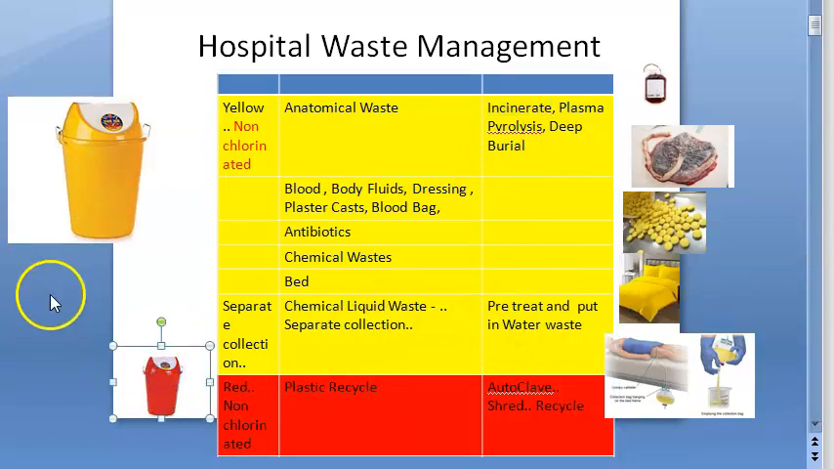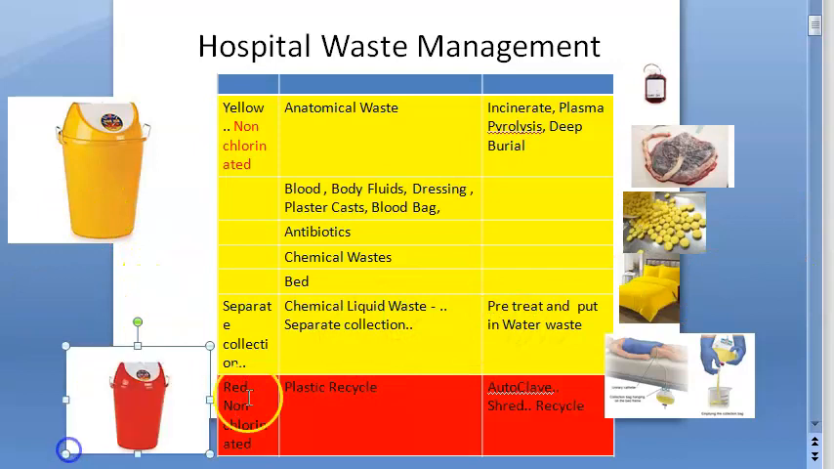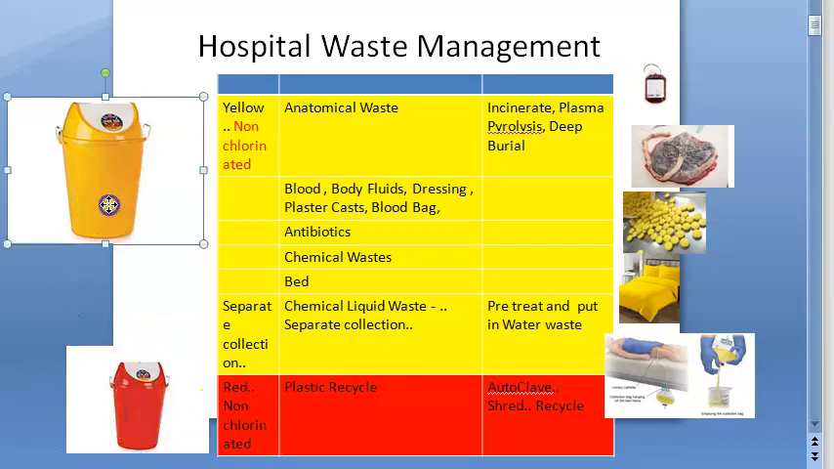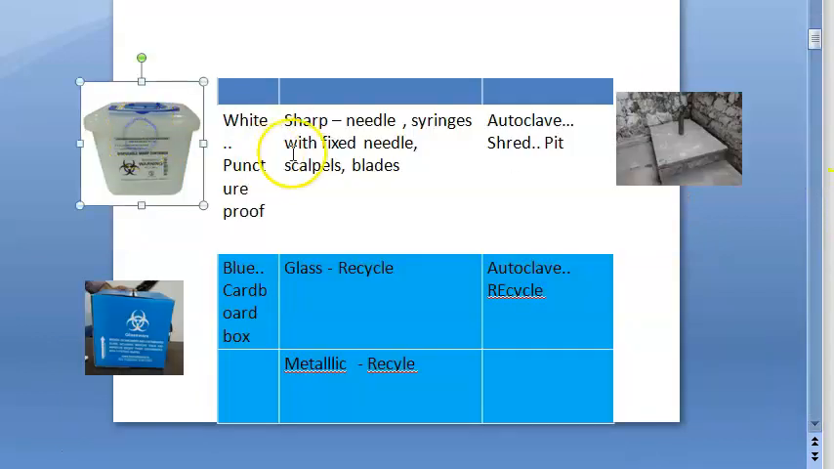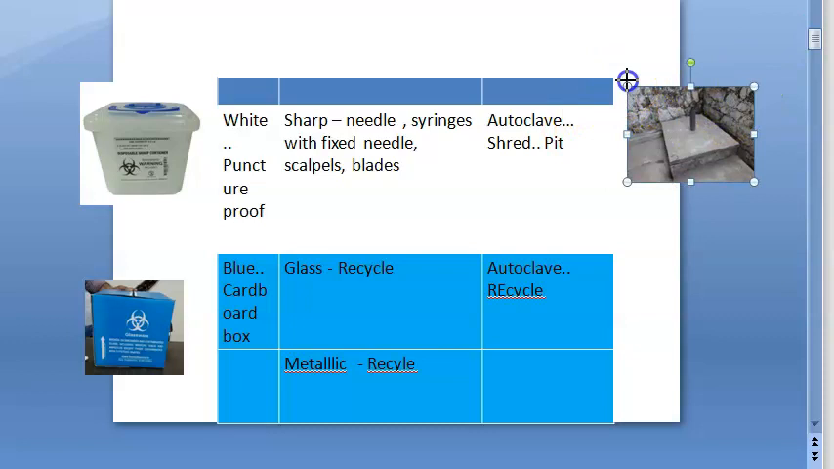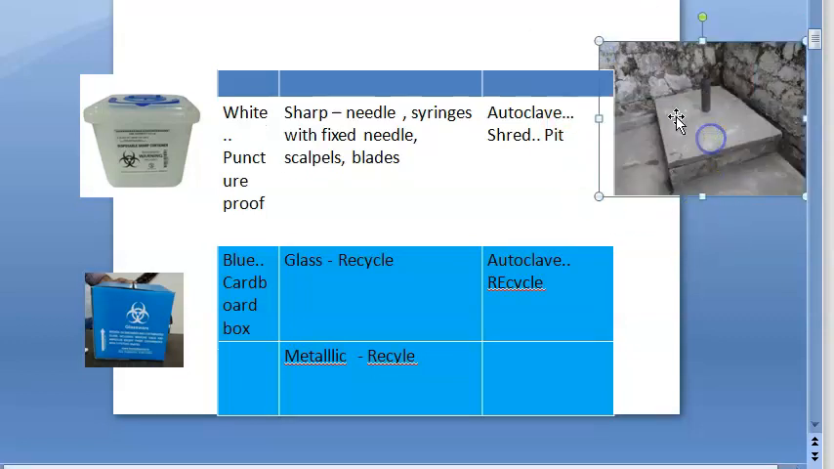What happens to everything other than yellow? They're talking about autoclaving. So for the red, for the plastics that you want to recycle, autoclave. Only for yellow it is incineration. For everything else they're talking about autoclaving. Overall you should remember, red will be autoclaved, then after autoclaving you will try to recycle the plastic. Then the white, again autoclave, then you will try to shred it, and then it will go into a pit. So this is a puncture-proof container. All these sharps will go into a pit.